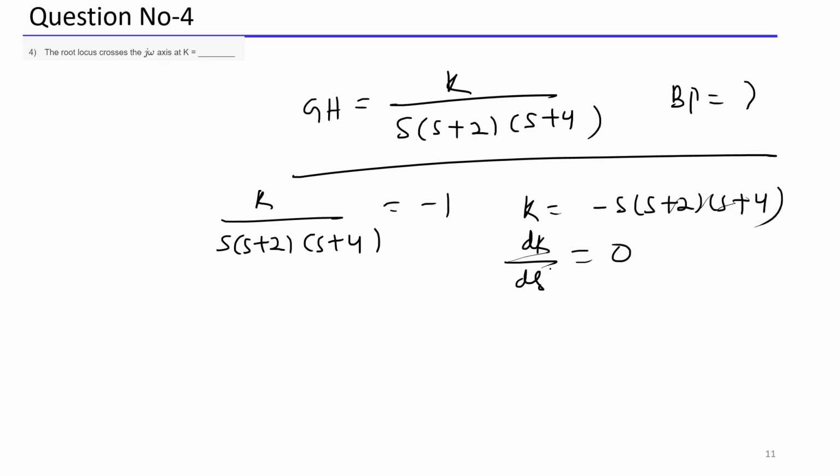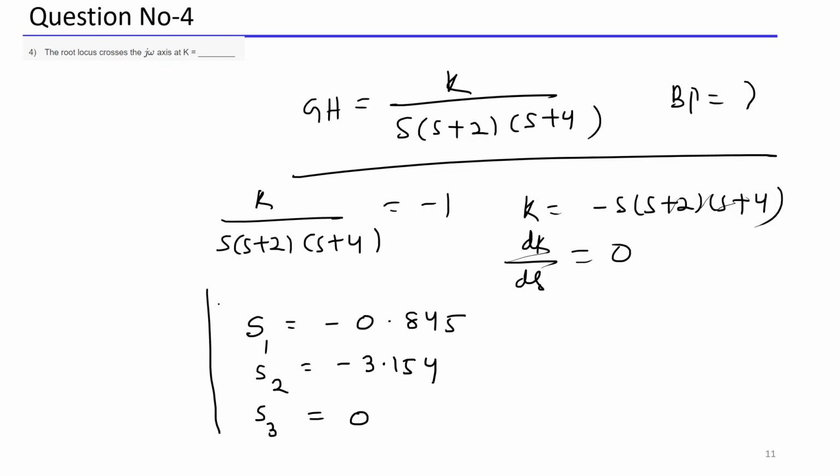I'm giving you the answers, okay? Don't solve it. I'm just giving you the answer. S1 is minus 0.845. Then S2 is minus 3.154. Then S3 is 0. So these are the candidate locations. Now can anybody tell me which are the valid breakpoints and which are not the valid breakpoints?